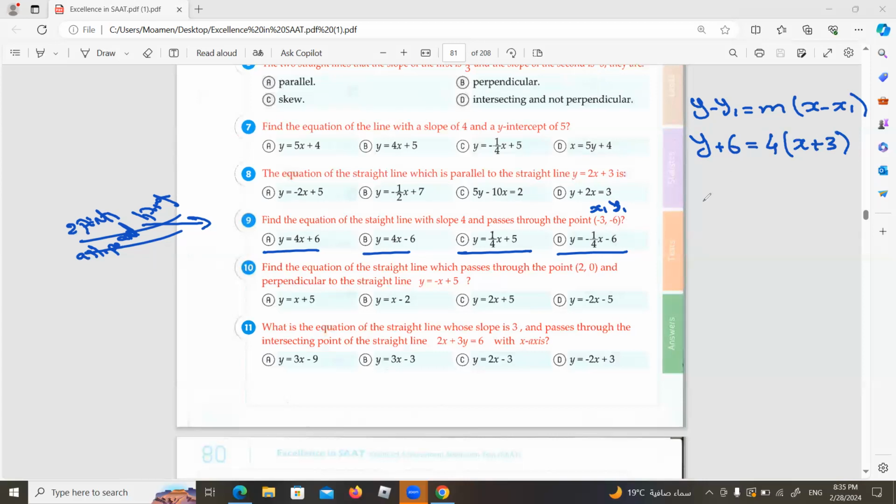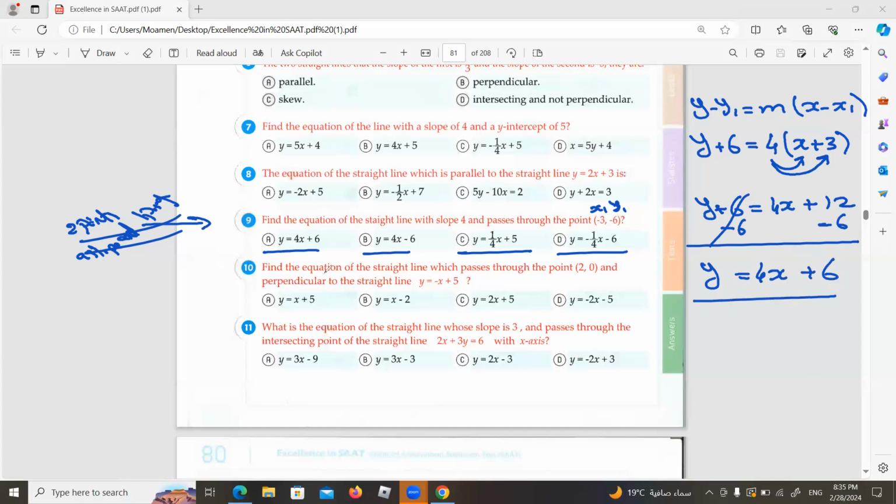But I need the equation to be in the slope intercept form. So, mister, no problem. I'll use a distributive property here. So y plus 6 equals 4x plus 3. Wrong. I use a distributive property. Some of my dear students forget to multiply 4 by x and multiply 4 by 3. Okay, and then after that, -6 here and -6 in the other side cancel. So y equals 4x plus 6. So this is my equation, 4x plus 6, which is letter A.